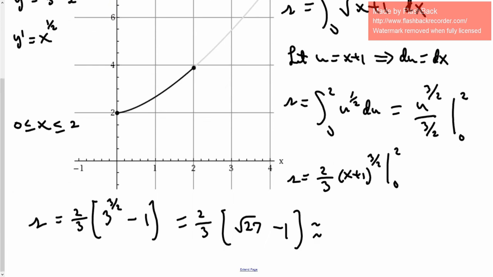Where's my calculator? You plug that into your calculator, you get something around 2.797. Okay. And is that what they have? Yep, good.